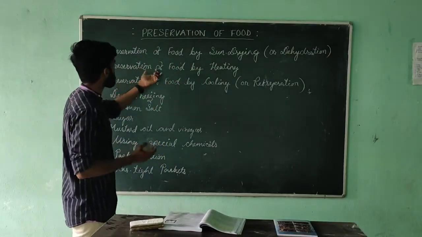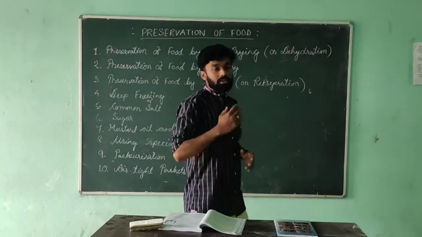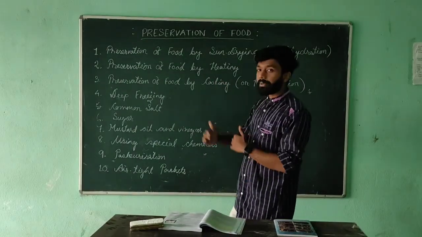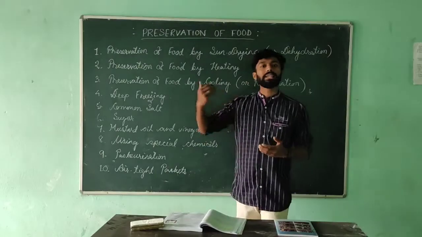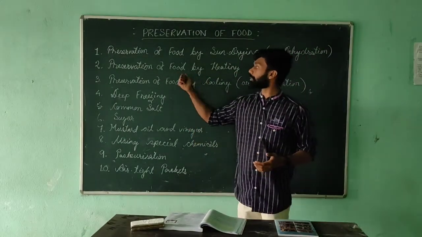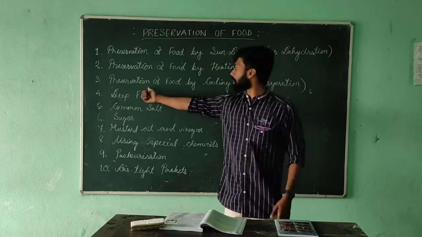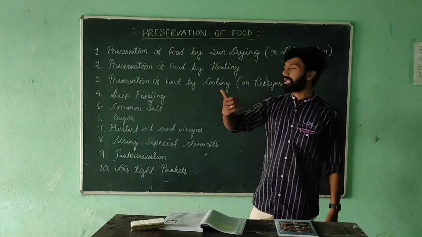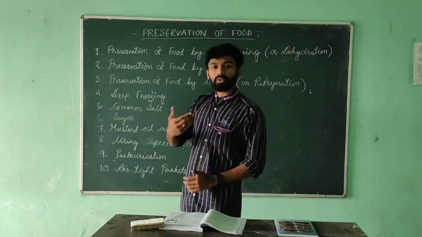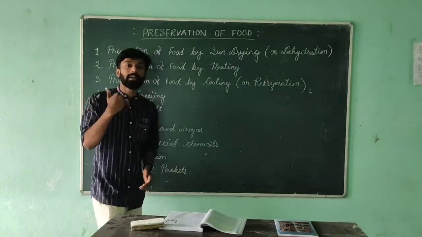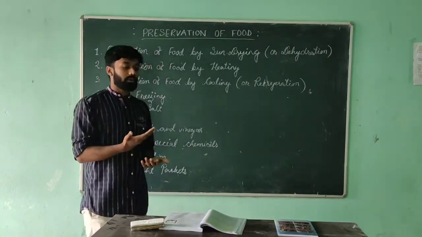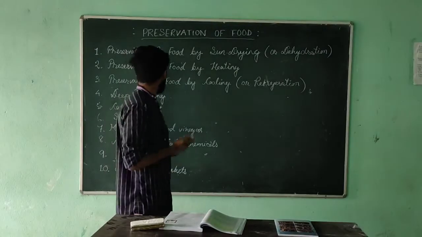Second one is preservation of food by heating. So if you are heating, what happens? The temperature is increasing, and the bacteria cannot withstand that temperature and they will die. So that is how preservation is done. Then the next one is preservation of food by cooling. Similarly, like freezing, if you decrease the temperature, then also the bacteria cannot survive, or they become inactive. All the examples are given in the textbook.